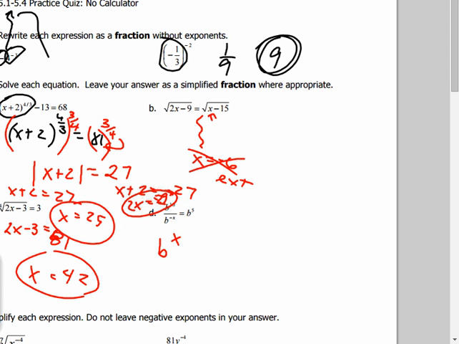This is b to the 10 minus negative x is equal to b to the 5th. See how I did that? 10 minus the negative x. That means 10 plus x is equal to 5. x equals negative 5. And I will finish this with you guys tomorrow.